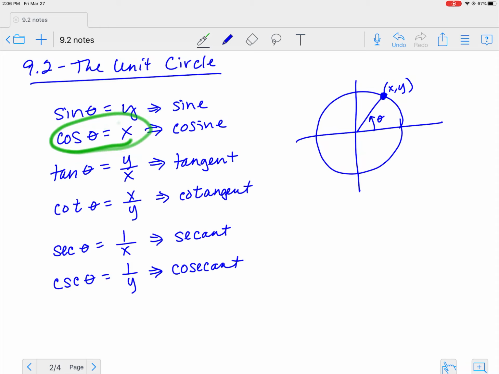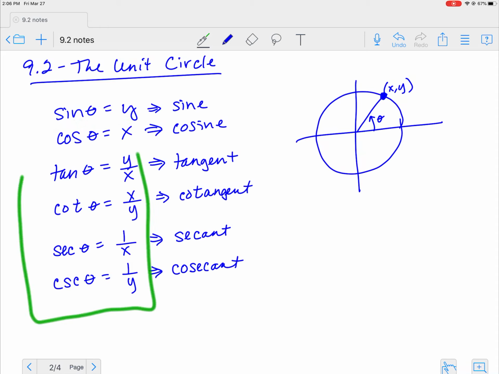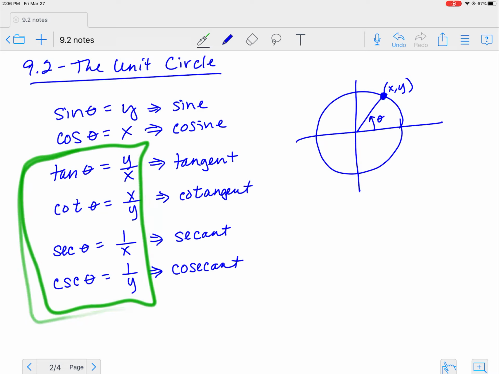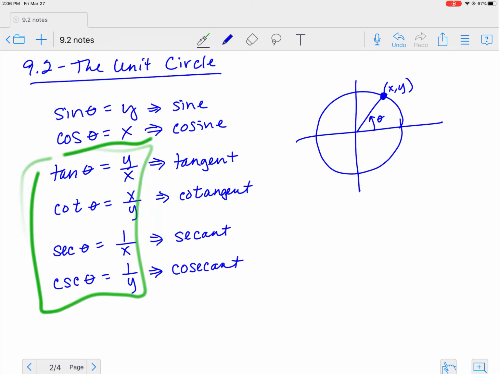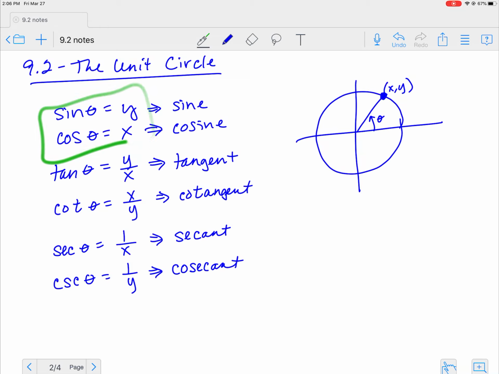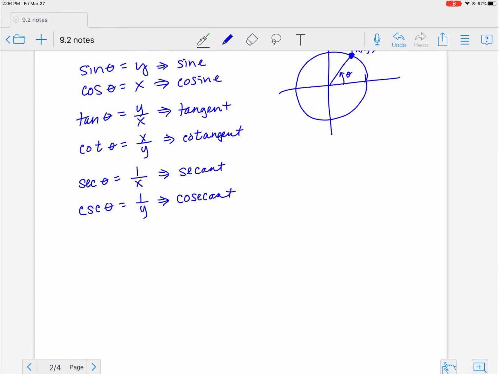Here's what I really want to point out to you. Look at what's going down right now. Sine is equivalent to y, cosine is equivalent to x. Everything else deals with x and y. They all relate back to sine and cosine. All right? That is the kicker. That's what I really want to bring home, if you will.